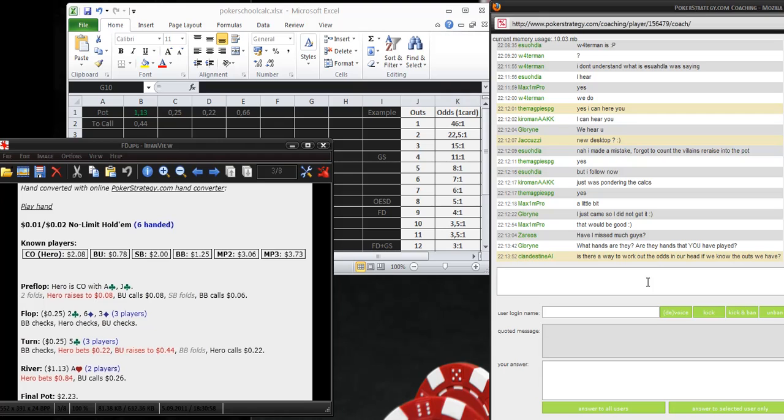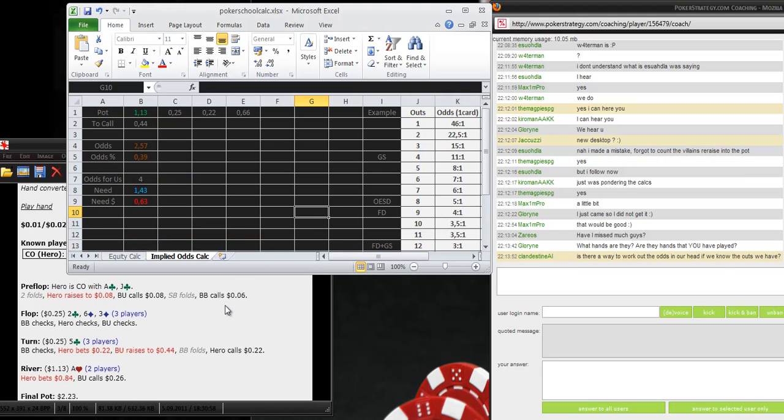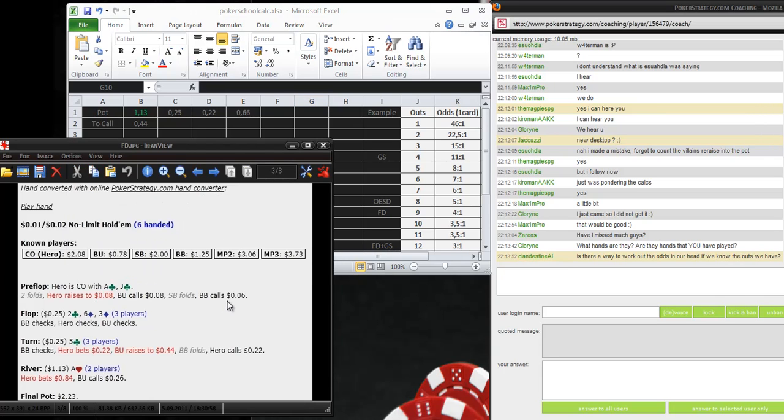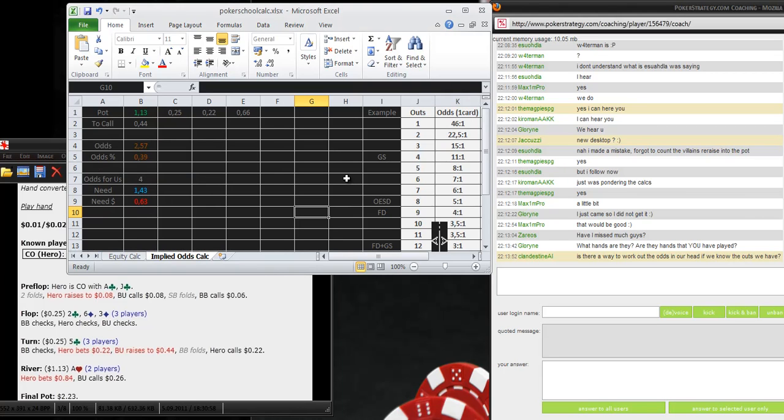Is there a way to work out the odds in our head? Yeah, of course it's possible, but if you're rather new to poker, then it's pretty problematic, since it won't be that easy for you. But the more sessions and hands you analyze, the more calculations you do, the more robotic it becomes, and you will do it pretty much automatically and have no problems with it.